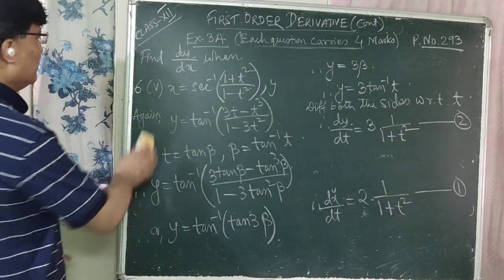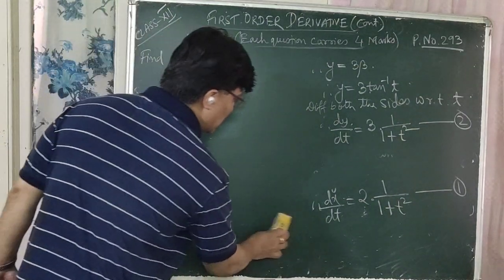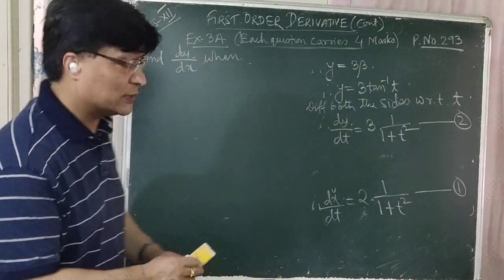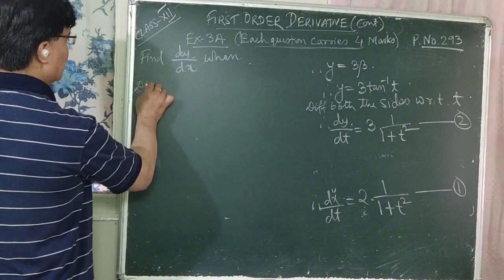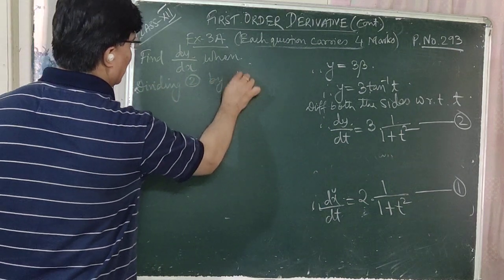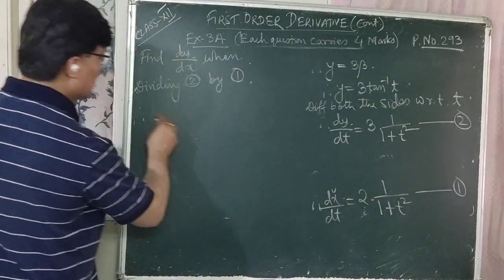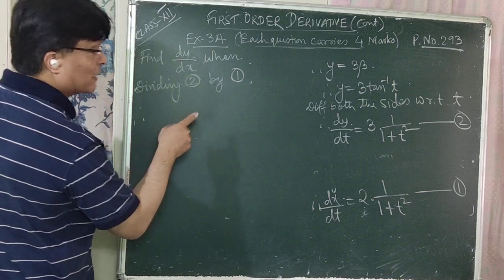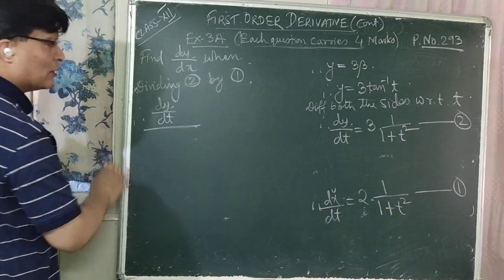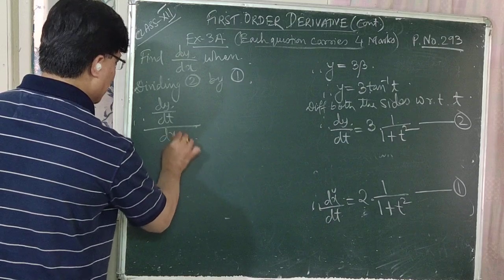So now what will you do? Since you have to get the value for dy by dx, you can divide 2 by 1 or 1 by 2. Divide 2 by 1 because you should get dy by dx, isn't it? So dividing 2 by 1. Therefore, what do we get dividing this 2 by 1? You should write down left hand side of number 2 in the numerator, dy by dt, divided by, write down left hand side of number 1 in the denominator. That is dx by dt.